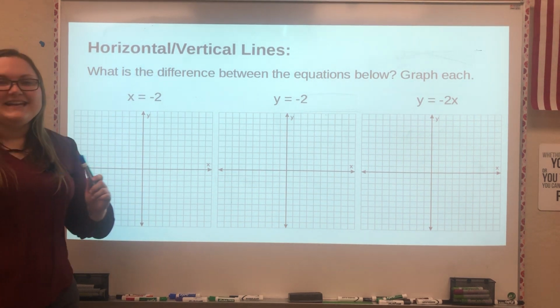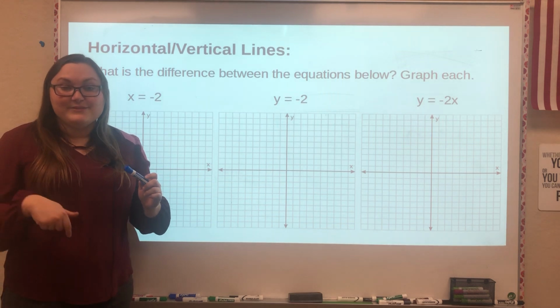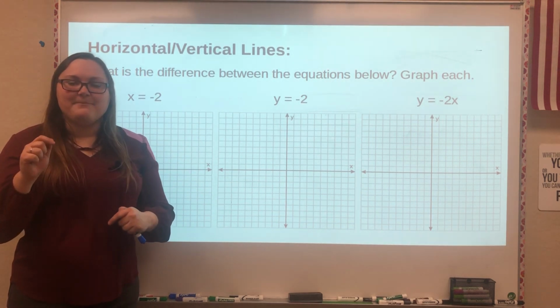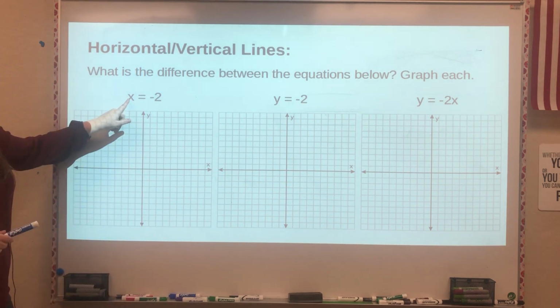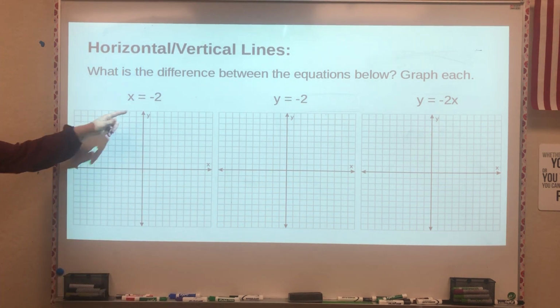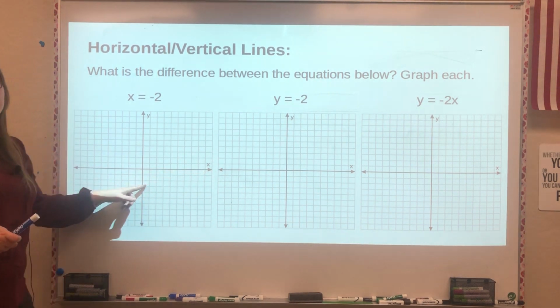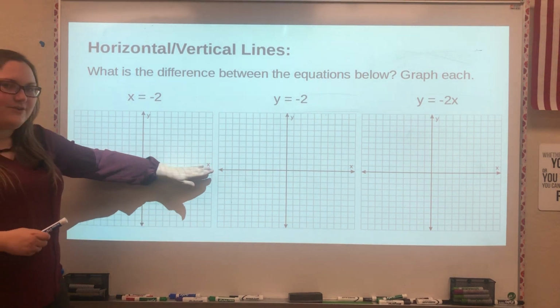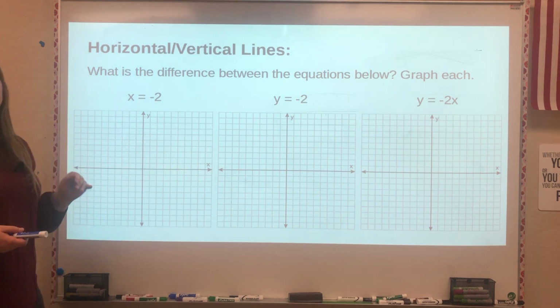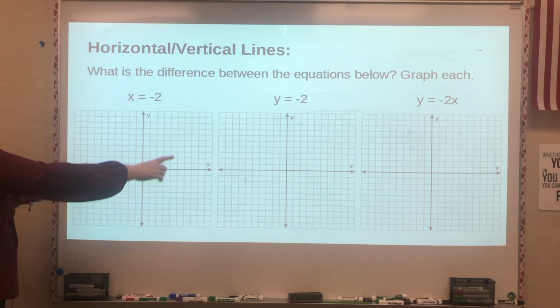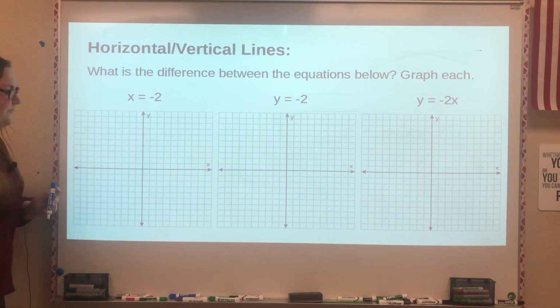The biggest mistake I saw students making on the unit assessment, where I gave a similar question to this, was getting them backwards. If the equation says x equals, what that means is that the line is going to intersect your x-axis. Not that it goes the same way as the x-axis, but that it crosses through your x-axis. Specifically, it crosses through your x-axis at negative 2.